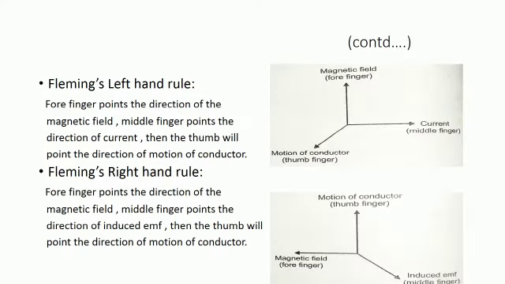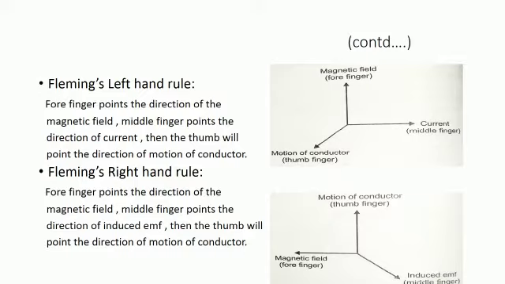Mainly there are two rules. One is Fleming's left hand rule and the other is Fleming's right hand rule. Fleming's left hand rule is applicable for the DC motor. What does Fleming's left hand rule mean? Consider three fingers of the left hand: forefinger, middle finger and thumb. Stretch the three fingers at right angles to each other. The forefinger indicates the direction of magnetic field, the middle finger indicates the direction of current, and the thumb indicates the motion of the conductor.